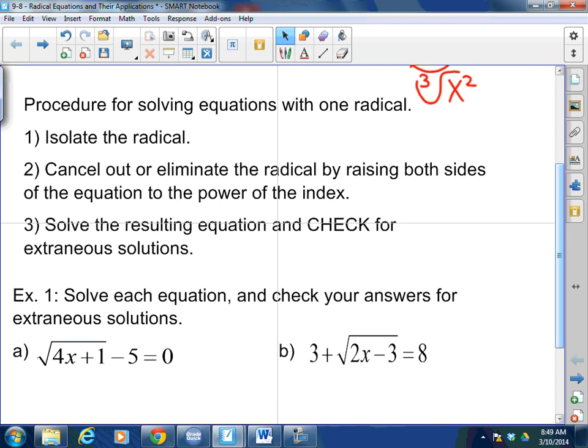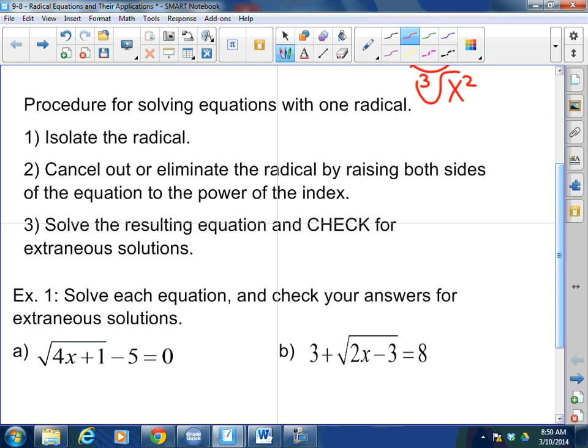Procedure for solving an equation with one radical is very simple. First of all, isolate the radical. Kind of like when we were doing the absolute value equations, we wanted to isolate the absolute value. This time we want to isolate the radical. Okay, we don't want anything being multiplied to it. We don't want anything being added to the outside of it. We don't want anything being divided to it. Okay, we want to get it alone.